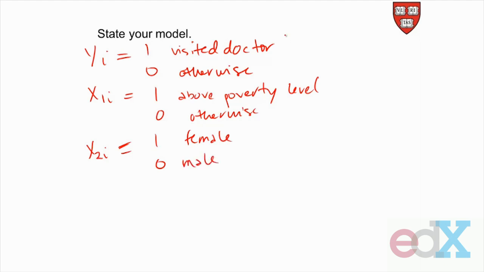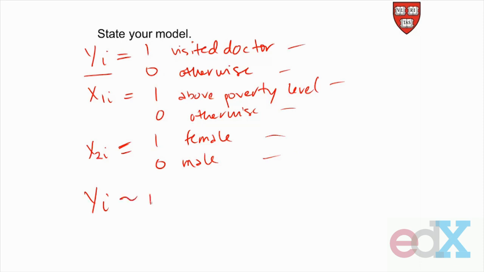First, we're going to state our model. The outcome for our model is yi, and it's defined as either 1 or 0. It's 1 if the subject visited the doctor in the past 12 months and 0 otherwise. The first covariate is again the poverty level covariate indicator. It's equal to 1 if the individual is above the poverty level and 0 if they're below the federal poverty level. Now we're adding in an additional covariate, x2i, and this is equal to 1 if the person is female and 0 if they are male. So these are the covariates in our model.